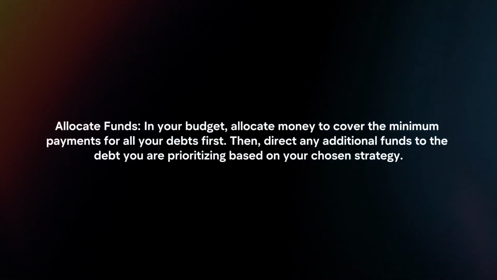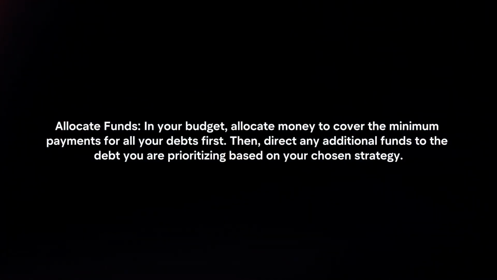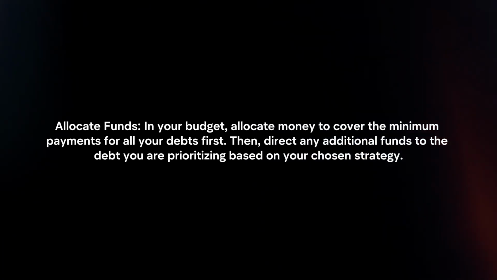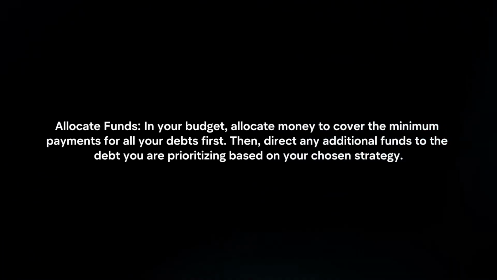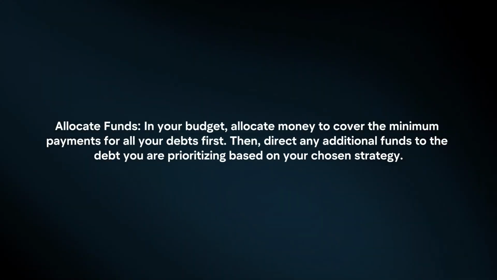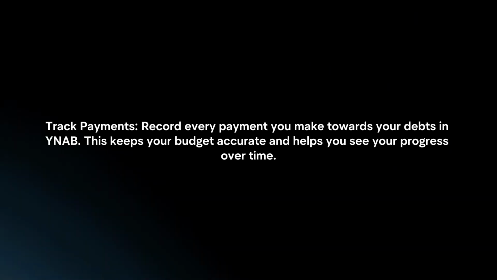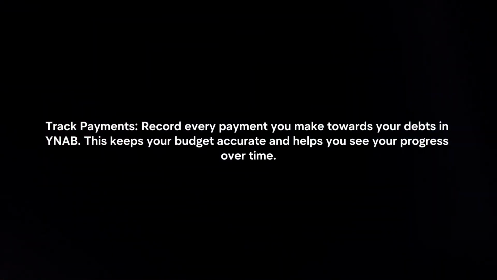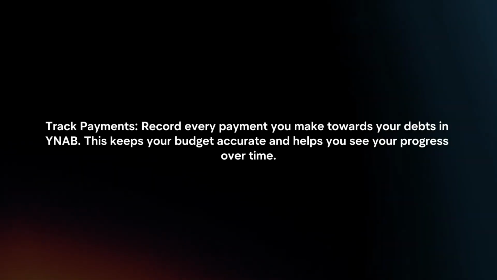Allocate funds. In your budget, allocate money to cover the minimum payments for all your debts first. Then, direct any additional funds to the debt you are prioritizing based on your chosen strategy. Track payments. Record every payment you make towards your debts in YNAB. This keeps your budget accurate and helps you see your progress over time.